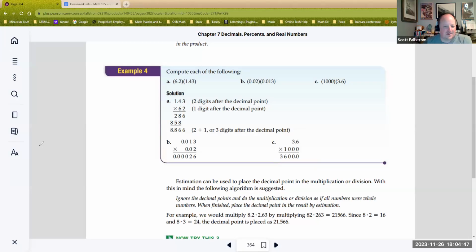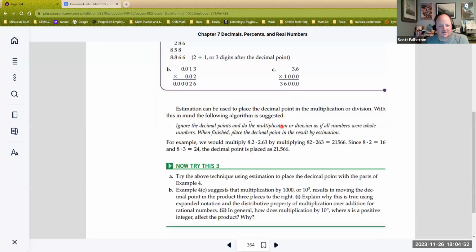Okay, all right, so let's see here. The algorithm suggested is: ignore the decimal places and do the multiplication or division as if all numbers were whole numbers. When you're finished, place the decimal point in the result using estimation. So this is a technique that is used as an estimator for the answer. For example, 8.2 multiplied by 2.63. If you multiply these two numbers together, you're going to get this if you ignore all of the decimal places.